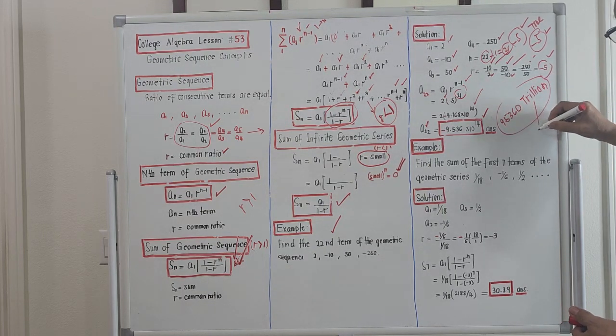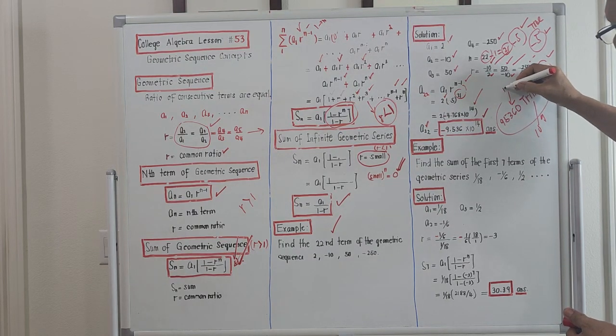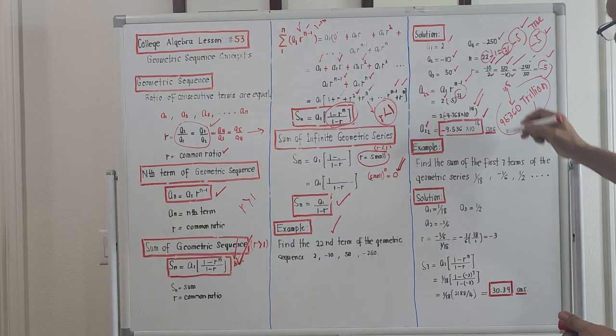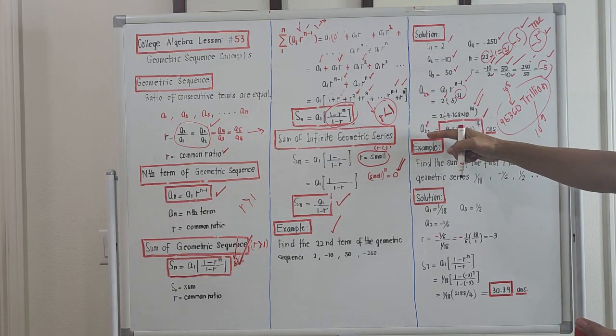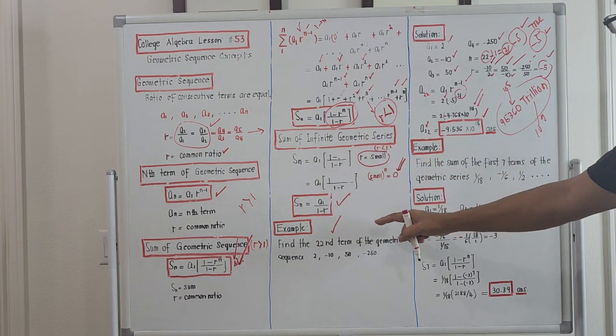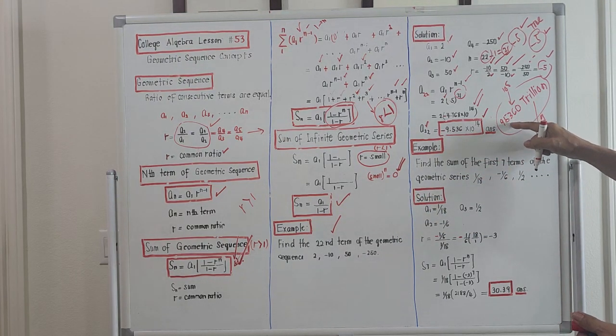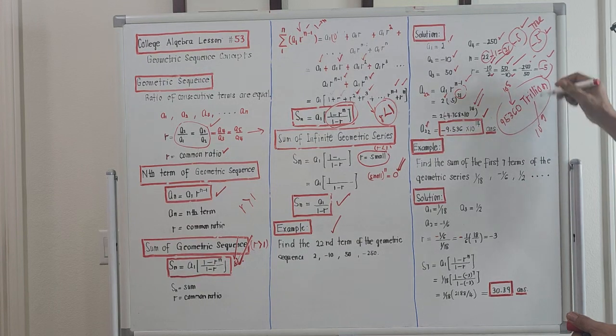Okay, because this trillion is 10 to the 9. We got 5 over already here, 10 to the 5. 10 to the 5 times 10 to the 9 is actually 10 to the 14. So the answer here, the 22nd term for the given geometric sequence, is actually negative 95,360 trillion.